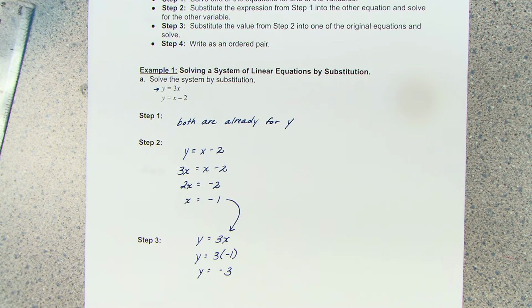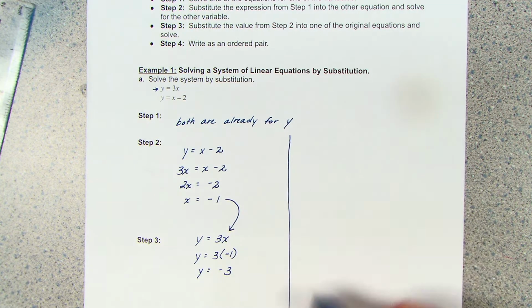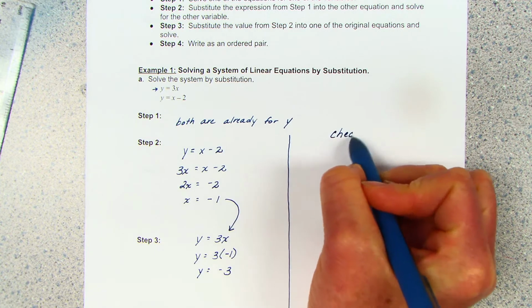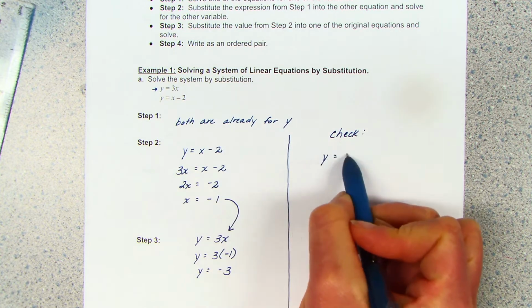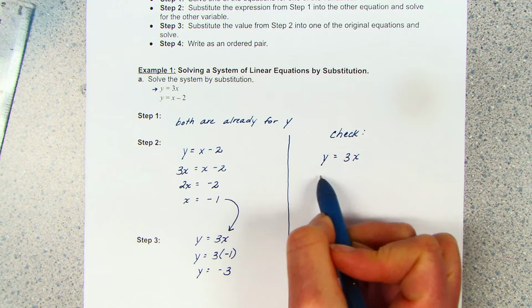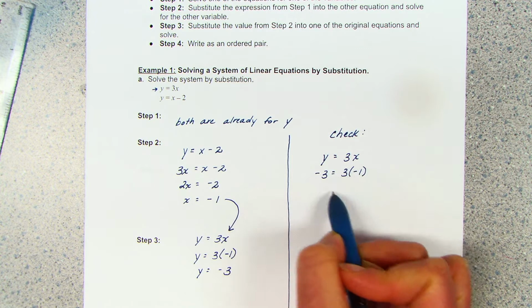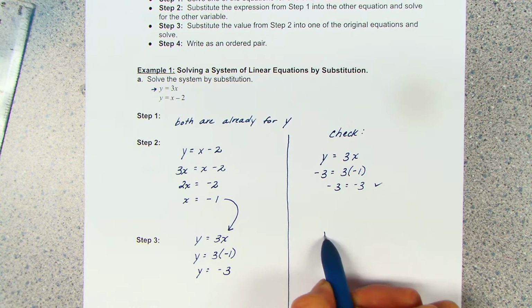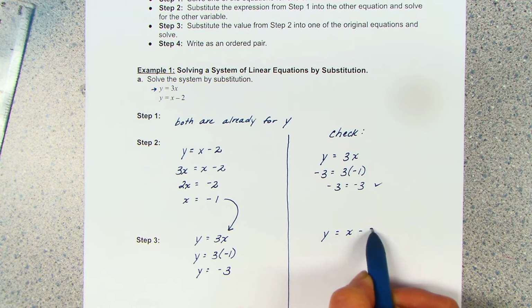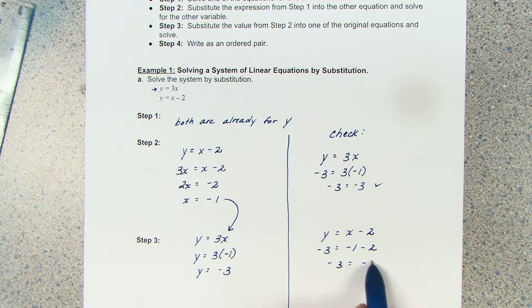And then I just need to check and make sure that I didn't make any mistakes. My first equation was y equals 3x. So I take my y value, -3, and substitute that in: 3 times -1. Yep, -3 is equal to -3, so it works in the first equation. Let's check it in the second one. y equals x minus 2. So now I've got -3 equals -1 minus 2. And again, -3 is equal to -3.